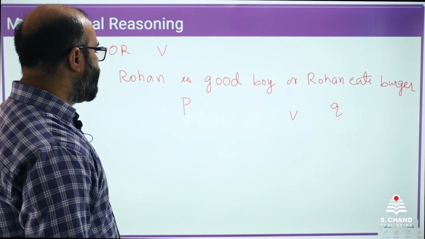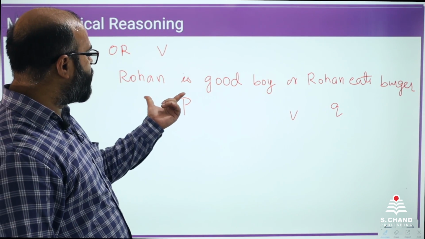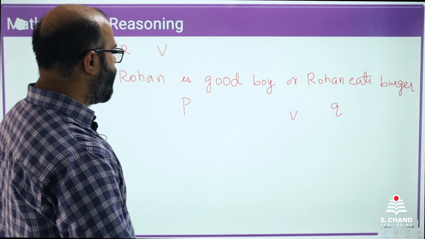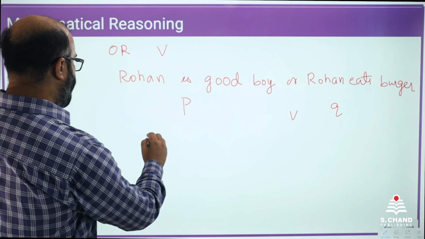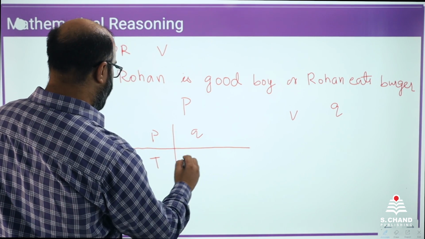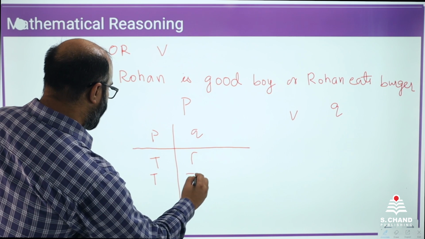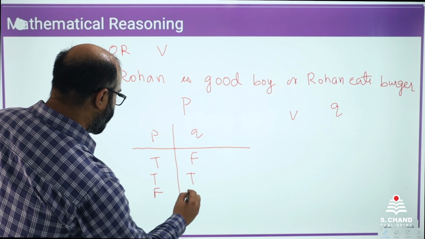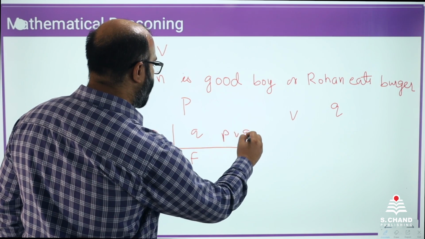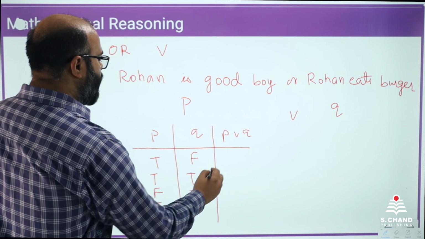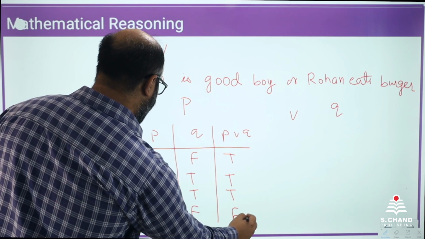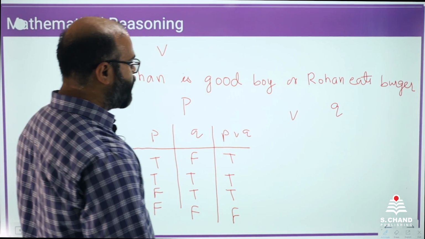So what does it mean? If a statement says Rohan is a good boy or a statement says Rohan eats burger, then if we take P, Q like this and make the truth table, it will be something like this, and then we see P or Q. If any one of them is true, then it is true, and if both are false, then it will be false. So this is the truth table of the "or" statement.